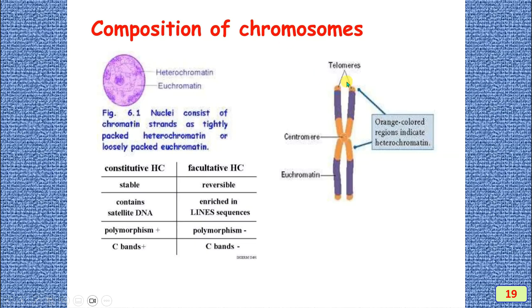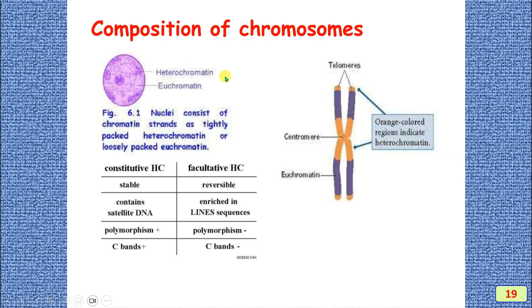Usually the end structure is called the telomere. Then these orange colored regions indicate the heterochromatin. The center one is known as the centromere. Then the arm-like structure is called euchromatin. So the nucleus consists of chromatin strands as tightly packed heterochromatin or loosely packed euchromatin. Here you can see that it's heterochromatin and it's also euchromatin.